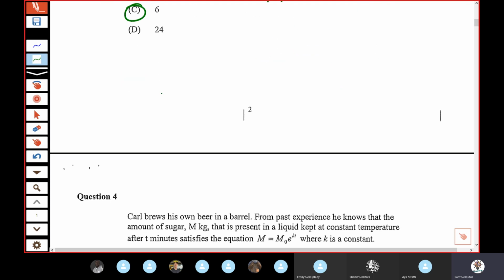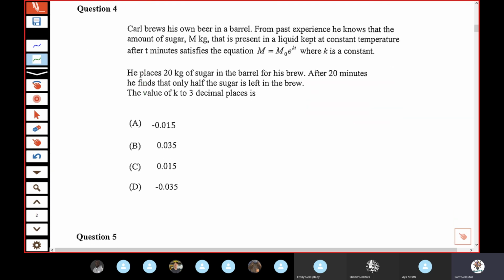Question 4. Carl brews his own beer in a barrel. From past experience, he knows that the amount of sugar that is present in liquid kept at a constant temperature after 10 minutes satisfies this equation, which is always the same equation. M0 just means initial mass. So you can think of it like that, or you can think of it as like this. Doesn't really matter. It's just a constant. Where K is a constant as well.